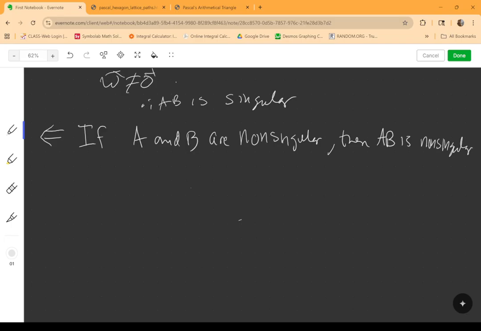Okay. So I won't go through this proof here, but I think it'd be a good exercise to do this on your own. So what you want to do here is you want to start here.